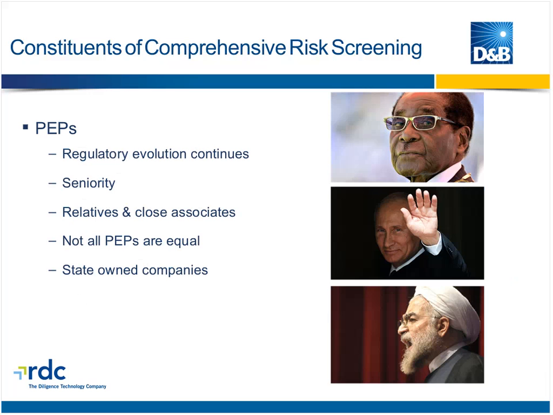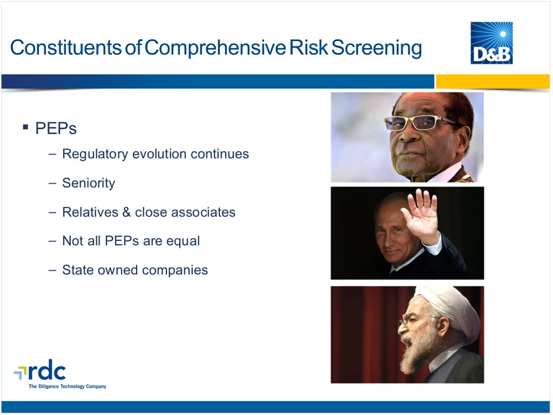FATF have published new guidance, which has now been adopted into the AML 4th Directive in Europe, which means that domestic PEPs should also be screened by financial institutions going forward when that's passed into law. Certainly, many financial institutions already screen their client bases today for domestic PEPs as well as foreign individuals.